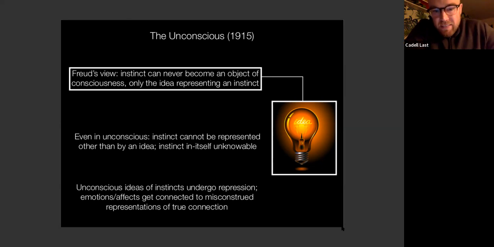Now, the unconscious ideas of instincts undergo repression. The ideas are what undergo repression, not the instincts themselves, which cannot be repressed or gotten rid of, but their ideas can be repressed. And consequently, emotions and affects get connected to misconstrued representations of their true connection.